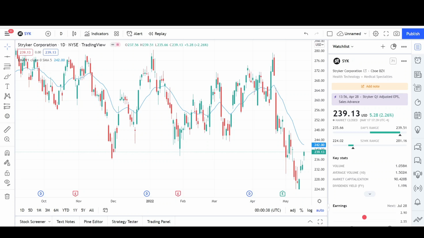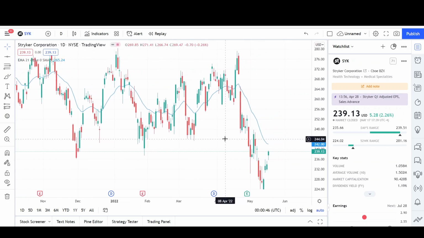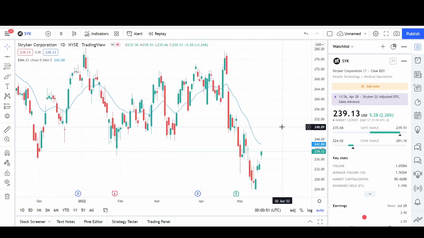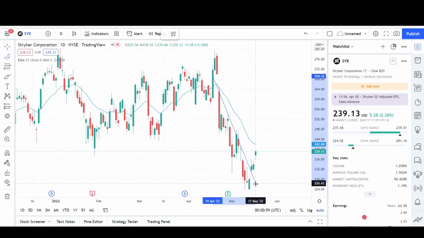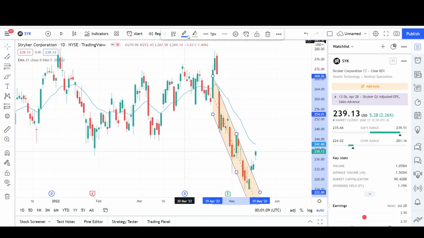Here we have the daily chart for Stryker Corporation, and we had a large sell-off, but it looks like we're starting to retrace back to the higher price levels. So let's take a look at what happened on the chart. You can see that there was this downtrend working lower, and we finally had a break outside of it, or you can even say we're getting the first break right now.